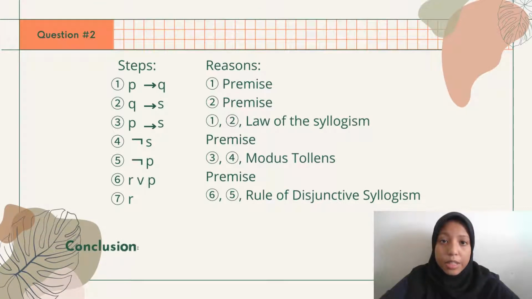Now we need to establish the validity of this argument as follows. First step, we insert the first premise, which is P implies Q, and then the second premise, which is Q implies S. Use law of syllogism and remove Q from both premises, then it becomes P implies S. Insert another premise, which is not S. Remove both S from the third and fourth steps using modus tollens, then it becomes not P.